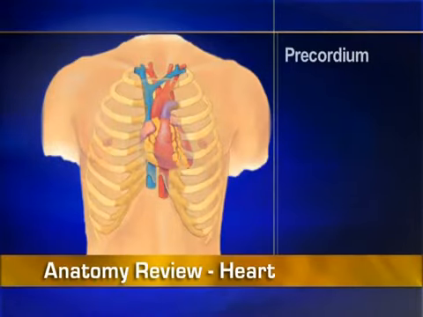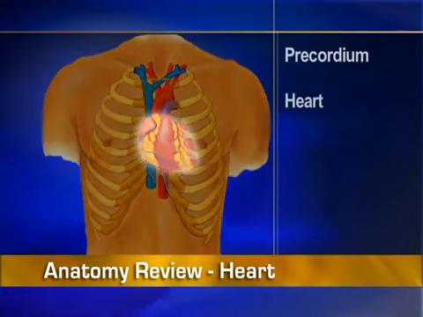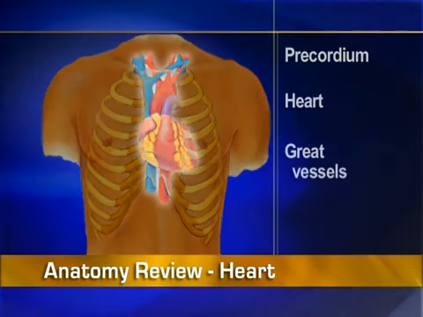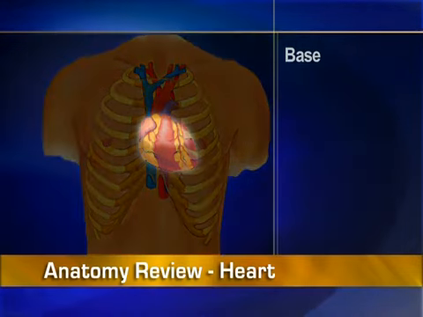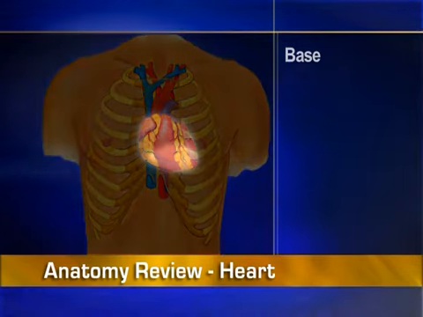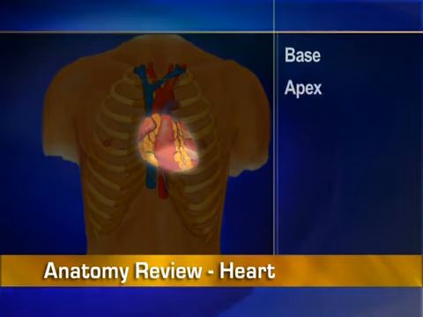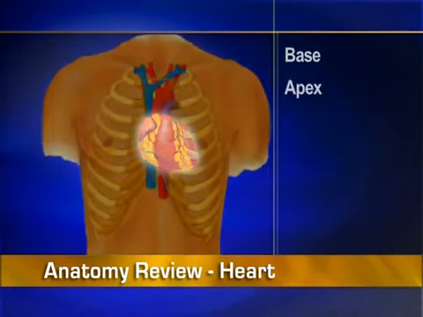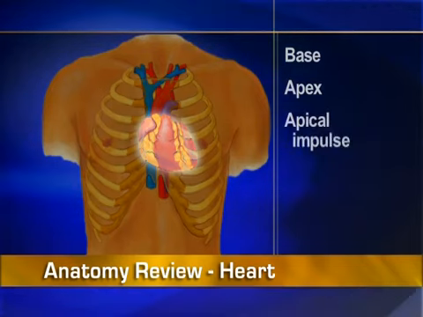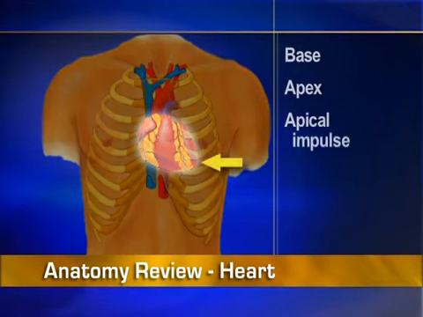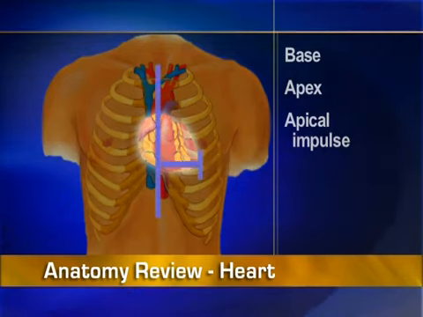Beneath the precordium on the anterior chest, envision the heart and great vessels. The heart is like an upside-down triangle. Its top is the broad base, and its bottom is the apex, which points down and to the left. During contraction, the apex produces an apical impulse, which normally is palpable at the fifth interspace, 7 to 9 centimeters from the midsternal line.